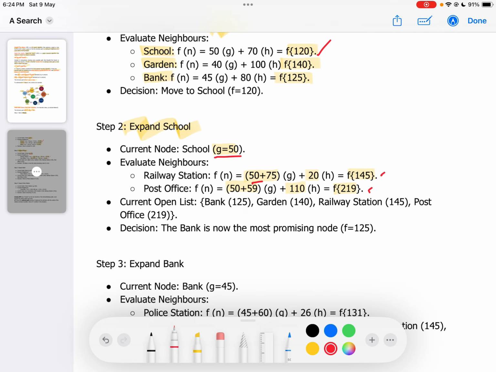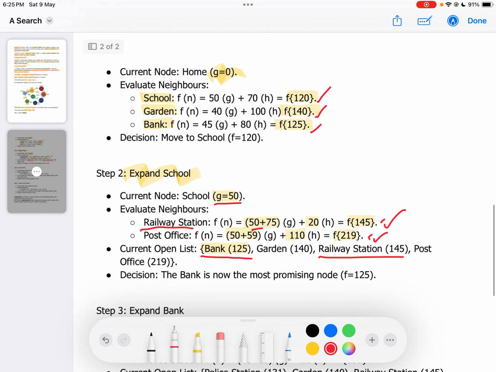Now it automatically has an open list, which is bank, which is 125 here, and garden, which is 140. Third is railway station, which is 145. Post office, which is 219. Now, out of this lot, which is the lowest? Bank is the lowest.